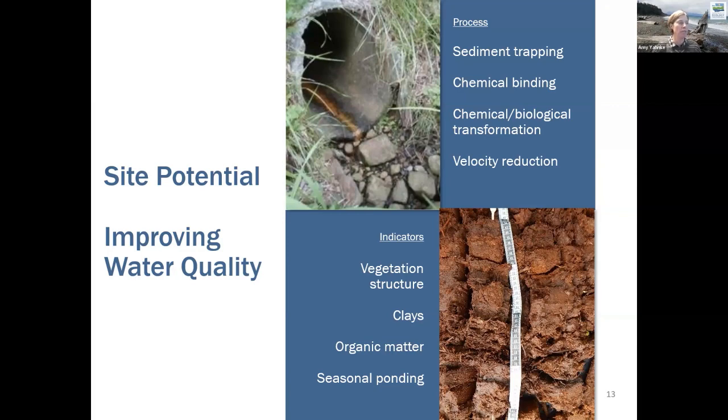In rapid assessments, rather than going out and measuring rates of sediment trapping or velocity reduction or the chemical changes that are occurring in the soil, we look at the vegetation structure. Is it sufficient to slow down water and capture sediments? We look at the soil. Is it of a type known to have high cation exchange capacities where those biochemical transformations help to process contaminants? And are there areas in the wetland that dry out later in the summer where you have oxic-anoxic transitions in the soil? Those are also important for processing those contaminants.